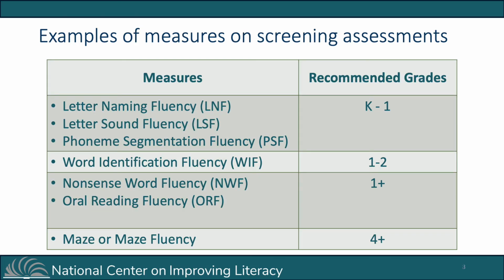Here are some examples of measures on screening assessments. You might see letter naming fluency, letter sound fluency, phoneme segmentation fluency, word identification fluency, nonsense word fluency, oral reading fluency, maze or maze fluency. This is not a table that shows all of the measures that are on all screening. It's just a sampling of some examples that you might see on a screening assessment.